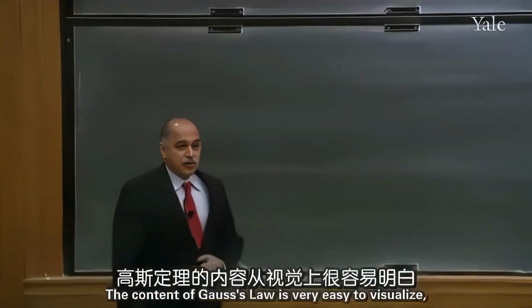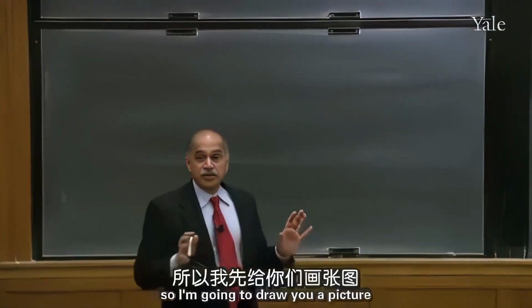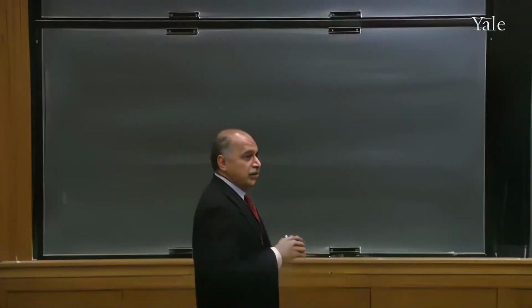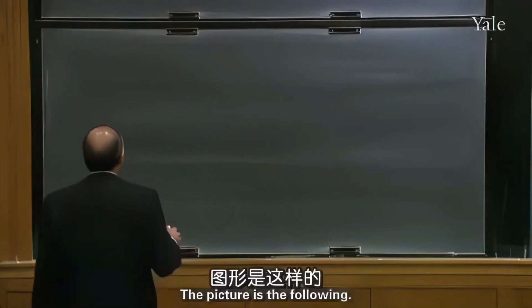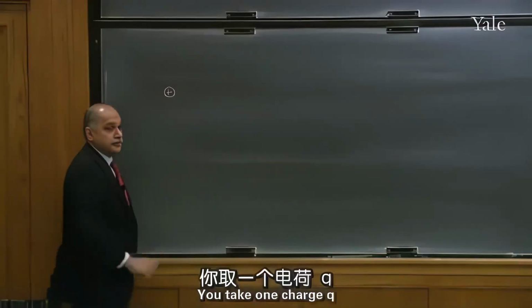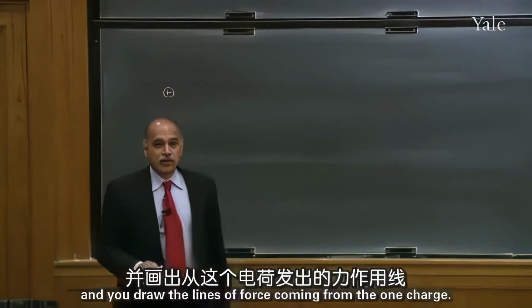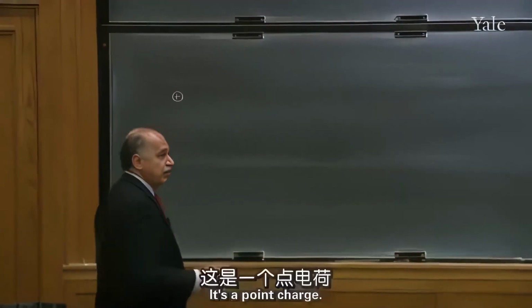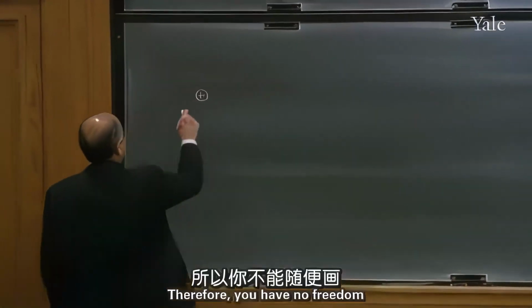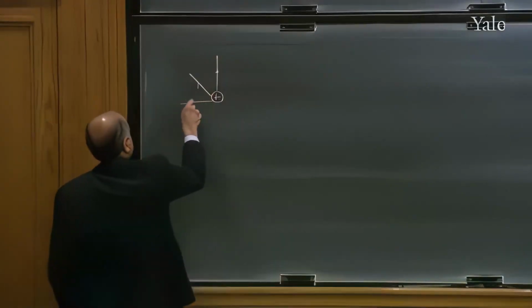The content of Gauss's law is very easy to visualize. So I'm going to draw you a picture that will tell you the whole story. Then there are all the equations. Picture is the following. You take one charge, Q, and you draw the lines of force coming from the one charge. It's a point charge. Therefore, you have no freedom but to draw lines that look like this.